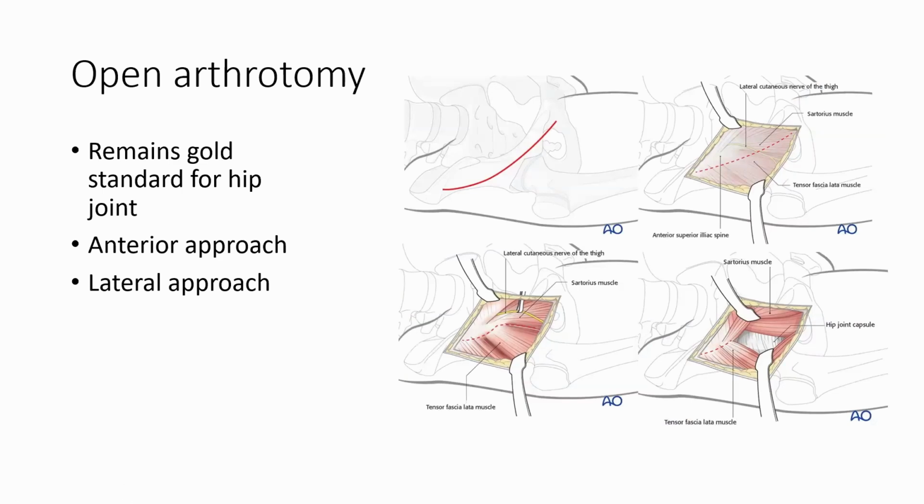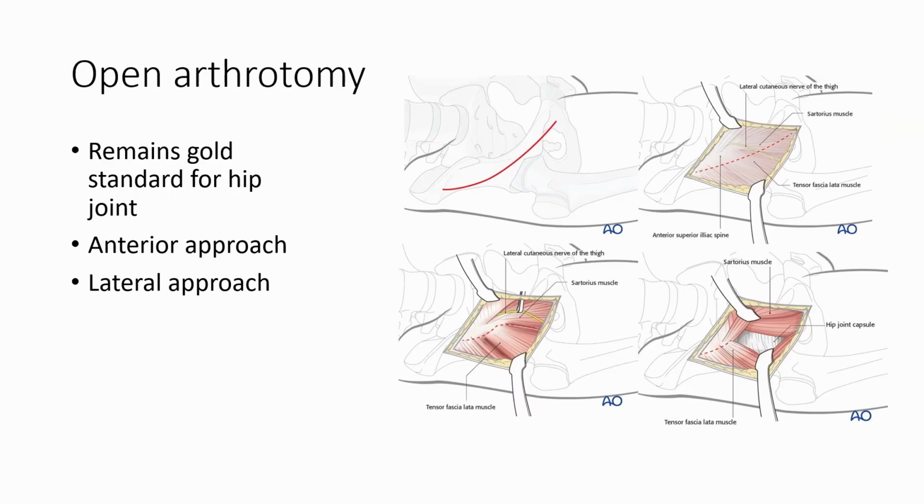And lastly is arthrotomy. Open arthrotomy still remains the gold standard for the hip joint. It could be done by anterior approach or lateral approach. The anterior approach is usually the lower part of Smith-Petersen. You make a vertical incision around 1 centimeter below the anterosuperior spine. You protect the lateral femoral cutaneous nerve, expose the sartorius on the medial side and the tensor fasciae latae. Then you separate and do blunt dissection between the two.